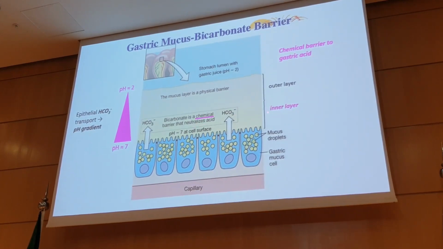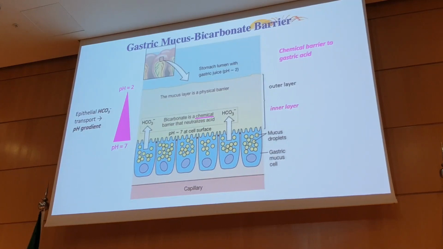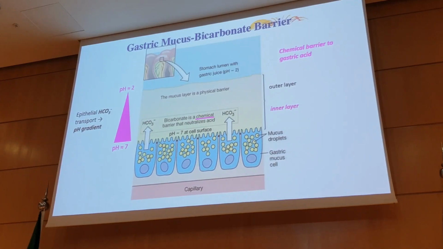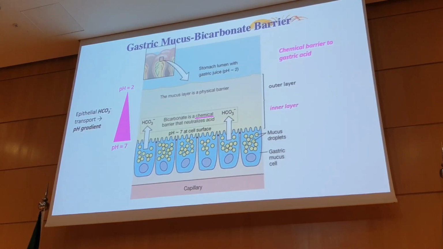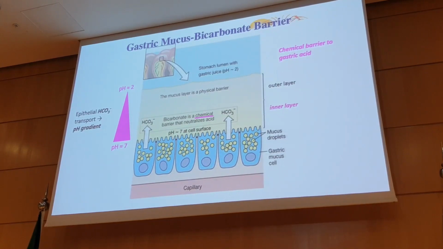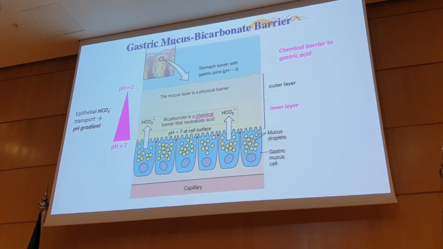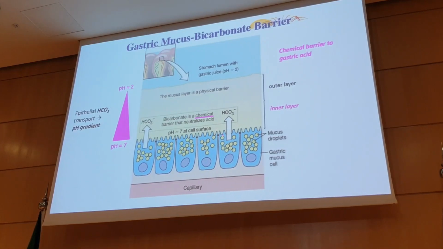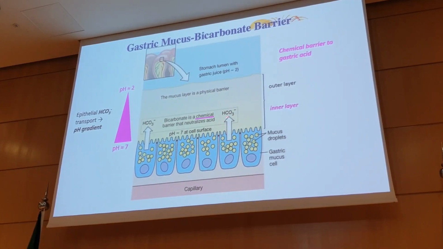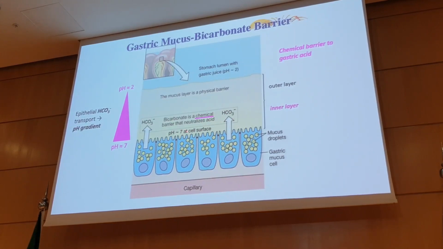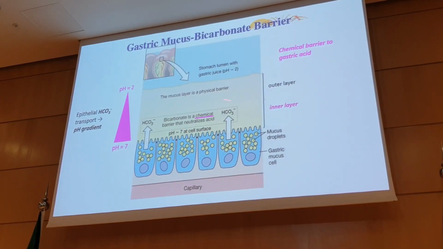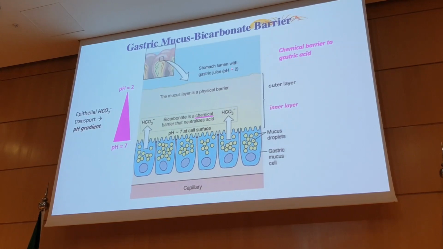And now we're going to talk about the inner layer, which is dense. Now, the outer layer doesn't present much of a diffusional barrier for either bicarb or hydrogen proton, but the inner layer will. Not complete, it doesn't stop it, but it slows everything down, okay? And you can see here what's happening. They're making bicarb right here. So bicarb comes in here, okay? pH at the cell surface is 7. pH in the lumen here is 2.